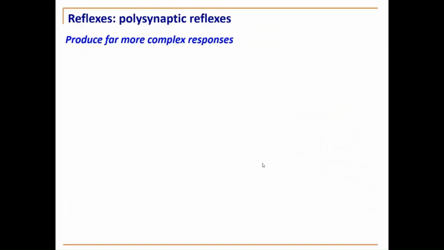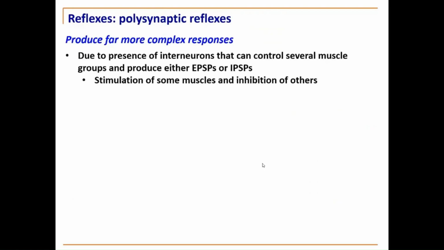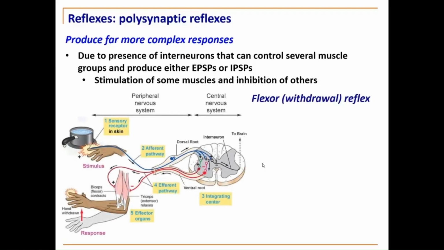Polysynaptic reflexes are much, much more complex, and there are many examples that you could potentially think about. They're due to the presence of interneurons that can control several muscle groups, and they can produce either EPSPs or IPSPs, your excitatory or inhibitory postsynaptic potentials. And you're getting stimulation of some muscles and inhibition of others. A great example is the flexor, the withdrawal reflex. And again, this is something that we've already talked about.